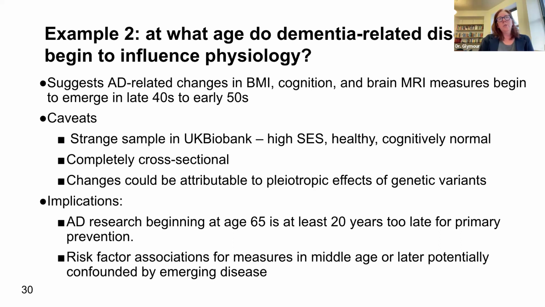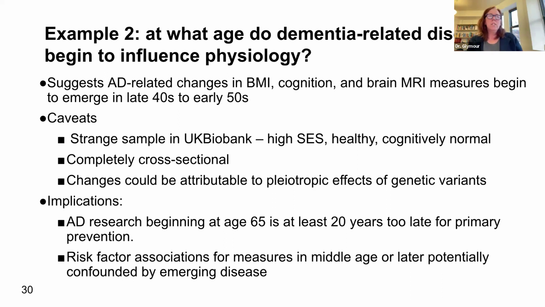All right, so conclusions from example 2. At what age do dementia-related diseases begin to influence physiology? This really suggests that Alzheimer's disease-related changes in BMI, cognition, and brain MRI measures begin to emerge when people are in their late 40s to early 50s. There are some important caveats.